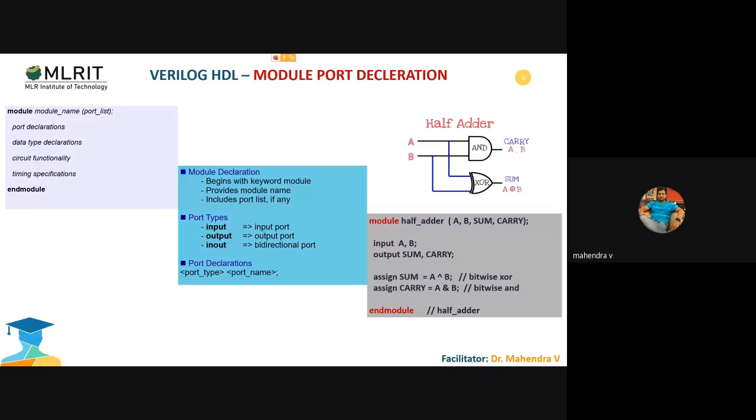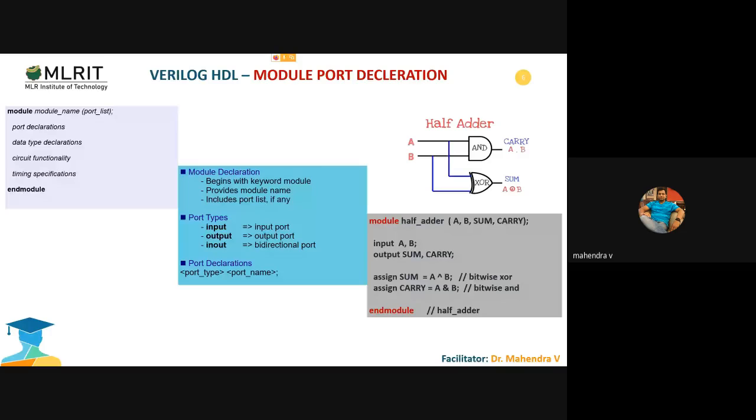At that time I will explain you. Then the outputs are sum and carry, and then assign. Here assign is also a keyword. Assign sum equal to A cap B. In VHDL we can write A XOR B like that, but here there are operators. Later I will explain what operators we can use in Verilog HDL.